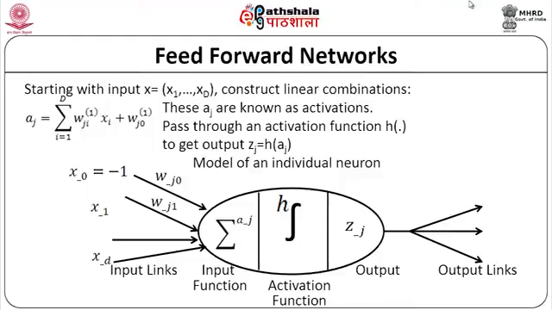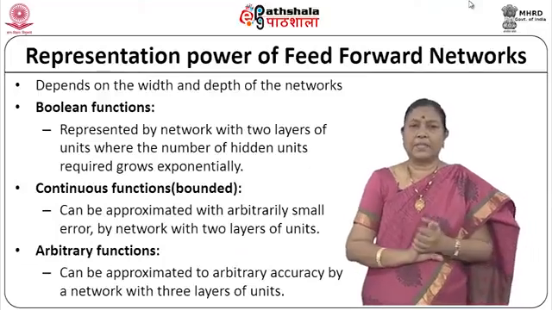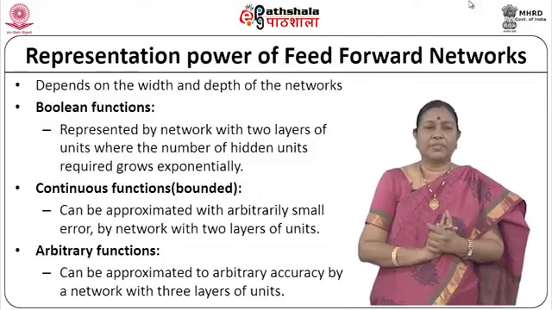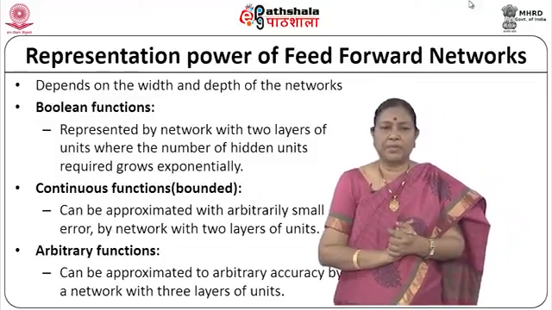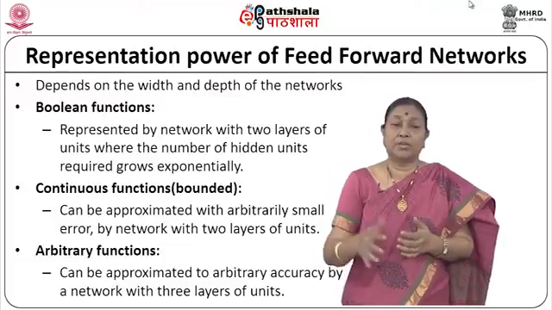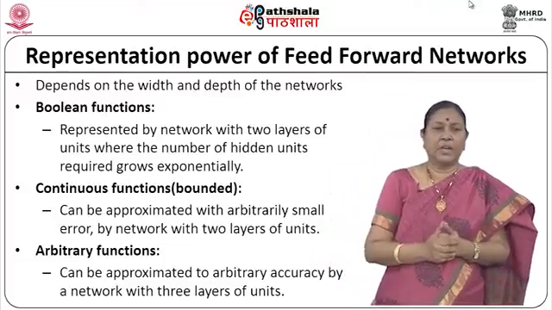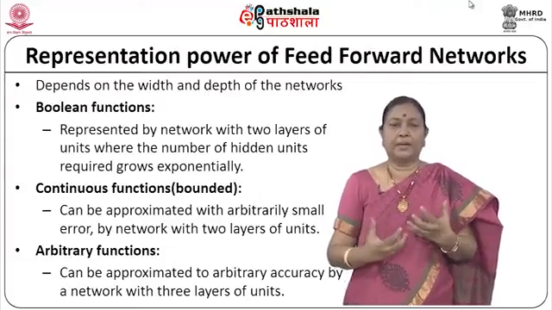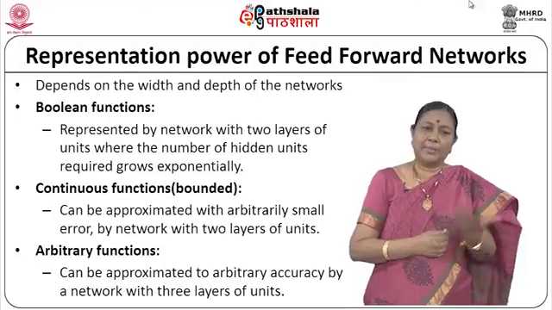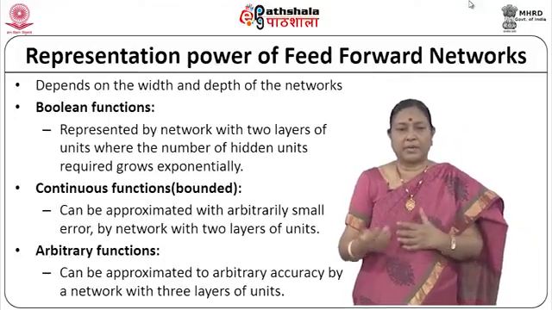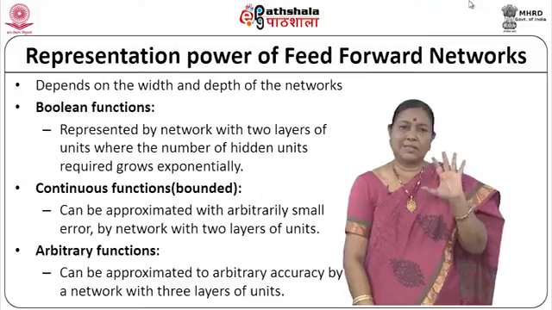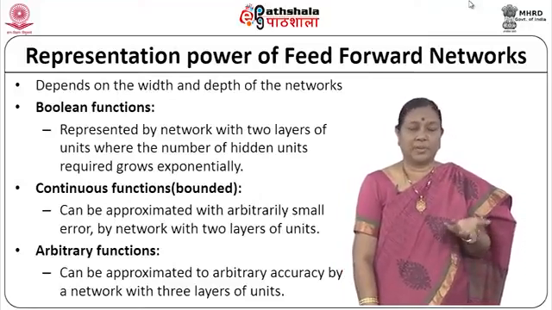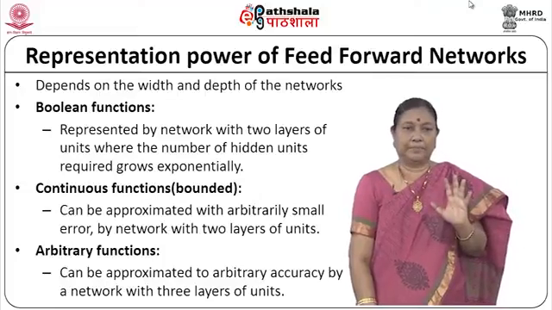So, this is the feed forward network, and its representation power depends on the width and depth of the network. Boolean functions can be represented by a network with 2 layers of units, where the number of hidden units grows exponentially. Continuous bounded functions can be approximated with arbitrarily small error by a network with 2 layers of units. Arbitrary functions can be approximated to arbitrary accuracy by a network of 3 layers of units. So, this is the representation power of feed forward networks. If you use Boolean, you need a large number of units to get the model correctly.